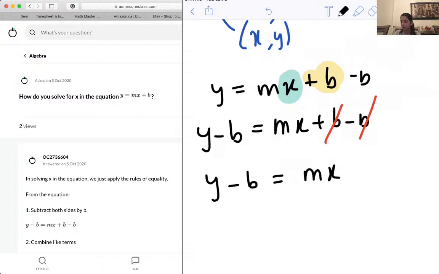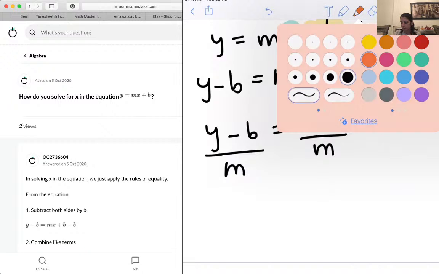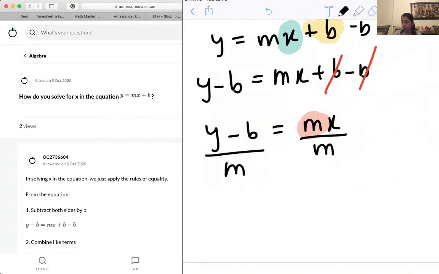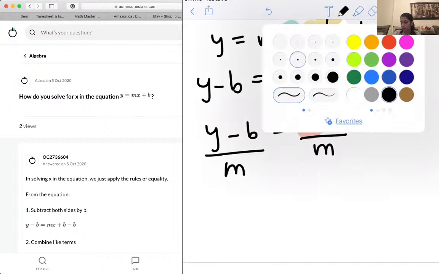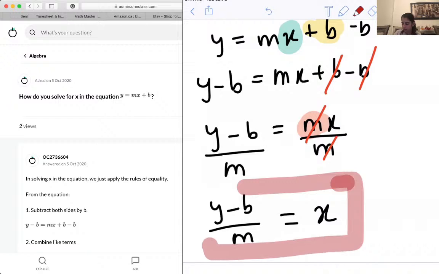Now, we need to get rid of the m. We can do that by dividing m on both sides. And once we do that, this gets canceled out, and we are left with x alone. So y minus b over m is equal to x. And that is our final answer. There we go.